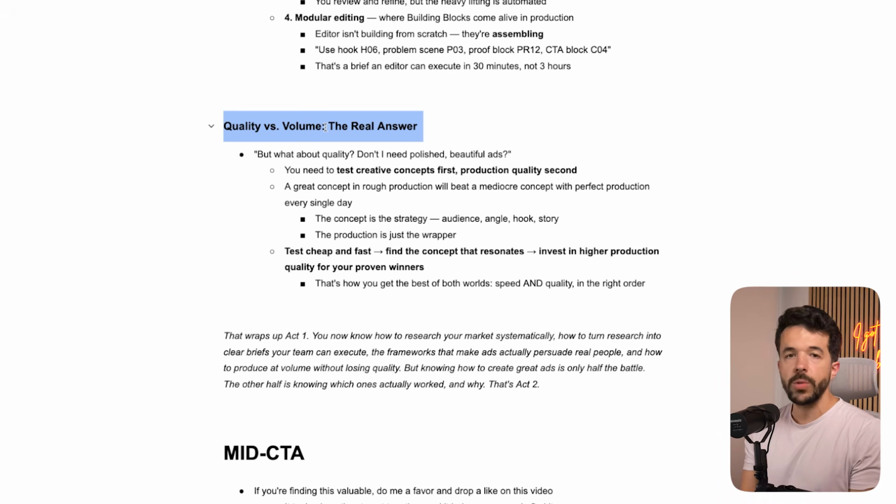So what I like doing is testing cheap and fast, finding the concepts that resonate, the ones that convert, and then invest in higher production quality for your proven winners. Once you have a clear winner, then you invest in production. And this is how you get the best of both worlds, speed and quality in the right order.